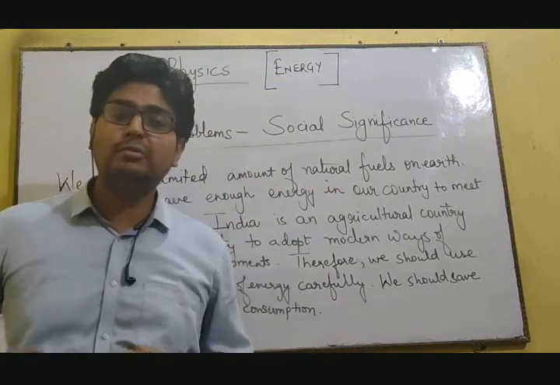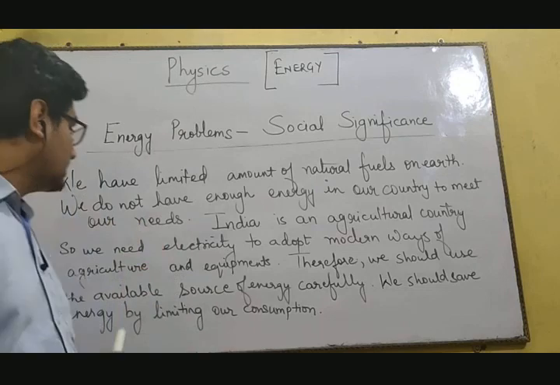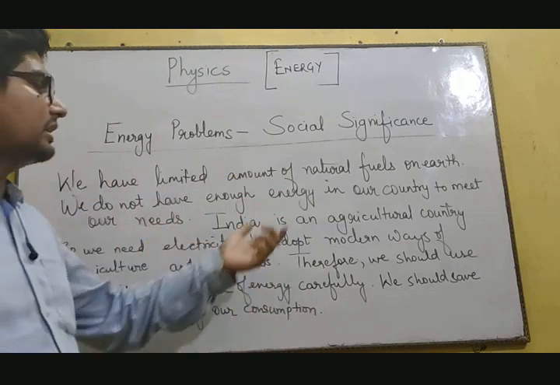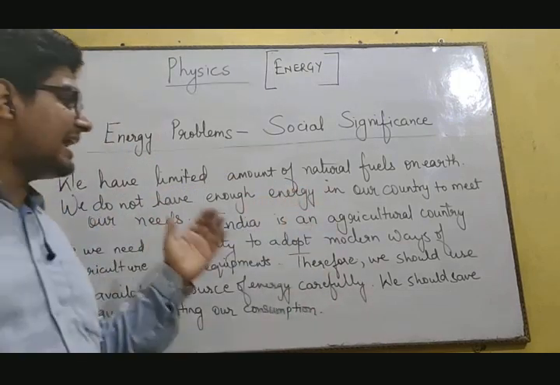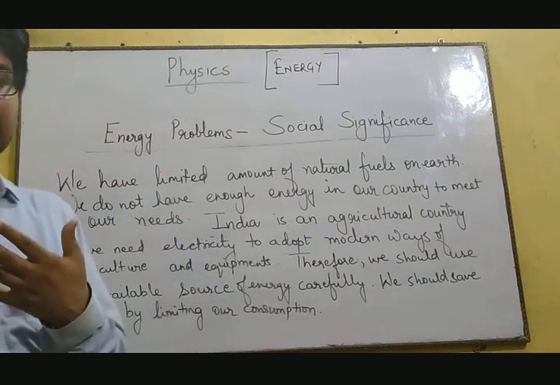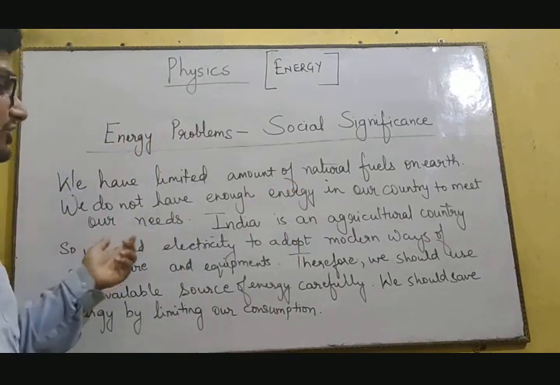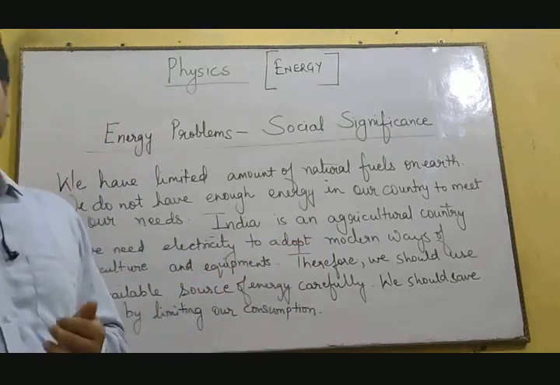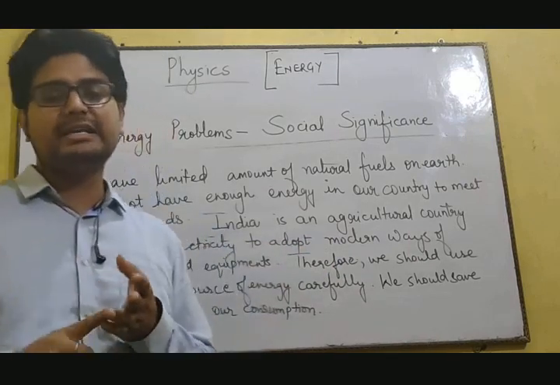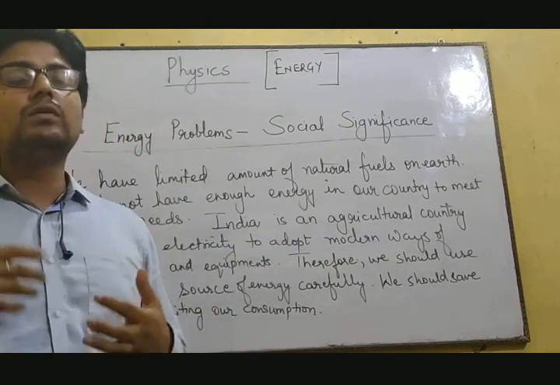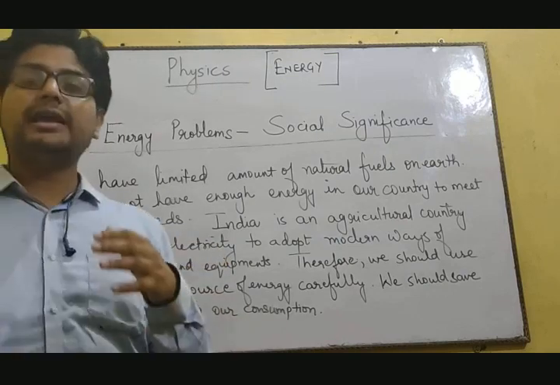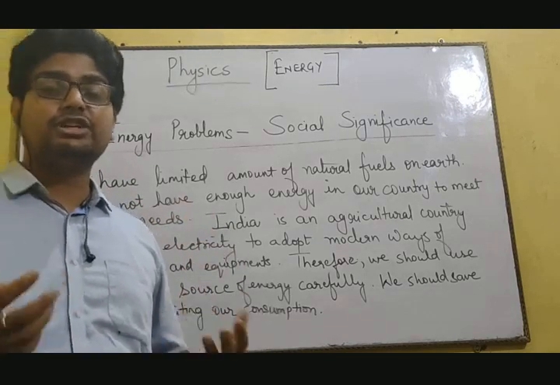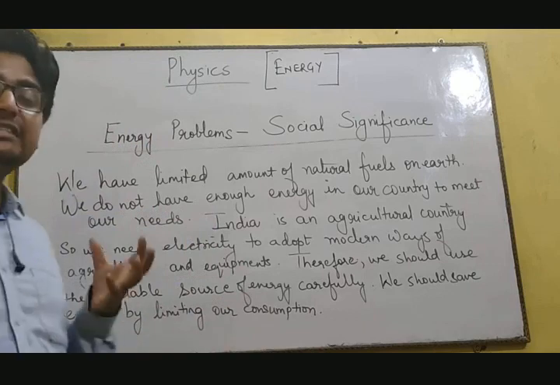So generally we are more dependent upon non-renewable sources of energy. And when we talk about this energy, we are talking about non-renewable sources of energy needed to meet our needs. India is an agriculture country. We are basically dependent upon agriculture in large numbers. So we need electricity to run modern ways of agriculture and equipment. We run vehicles, cars, buses, trucks, trains, and they all consume fossil fuels. Our agricultural equipment like tractors, threshers and all those things also require electricity and other forms of energy. So a lot of consumption of energy is taking place.